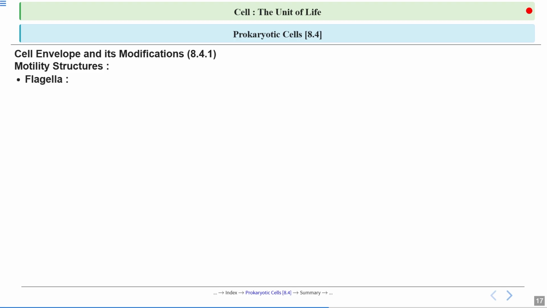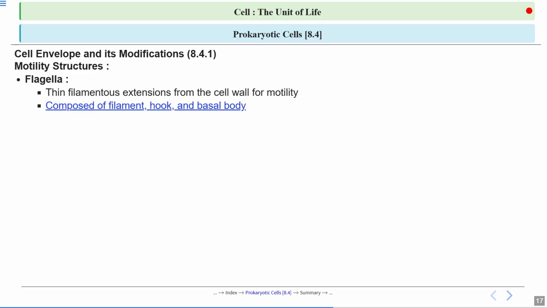Now motility structures, which help in locomotion. These are structures which give motility to the cell. First one is flagella. Flagella are filamentous extensions from the cell wall for motility. The flagellum is composed of filament, hook, and basal body. These are the three parts of the flagellum. Remember this. Pili: what are pili? They are elongated tubular structures made of a special protein, used for conjugation. Conjugation is a type of sexual reproduction where two bacteria come close to each other and form sex pili, and through this pili DNA can be transferred.